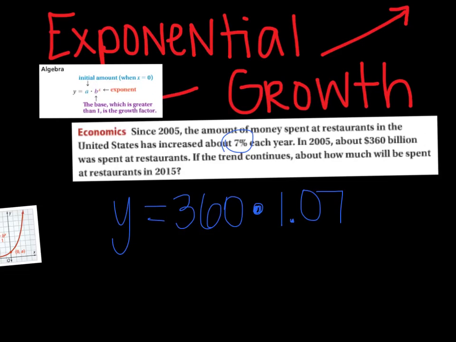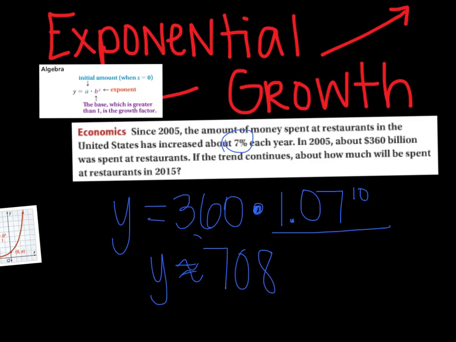And then your x is your exponent. That's how much time is passing by. In this case, we're going from 2005 to 2015, so that is a time span of 10 years. So you're substituting in 10 for x. And then you just evaluate this using order of operations. So you do 1.07 to the 10th power, and then you take that and multiply it by 360. Obviously, you can use a calculator for that, and you will end up with an answer of about 708, and so that would be $708 billion that we're talking about.